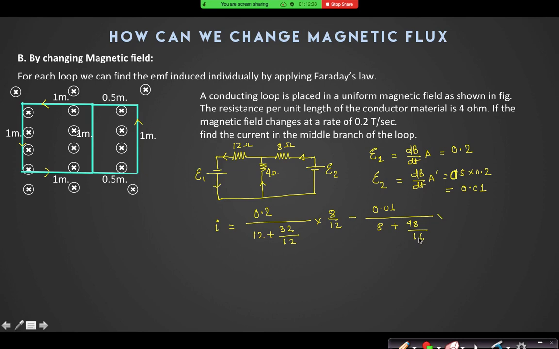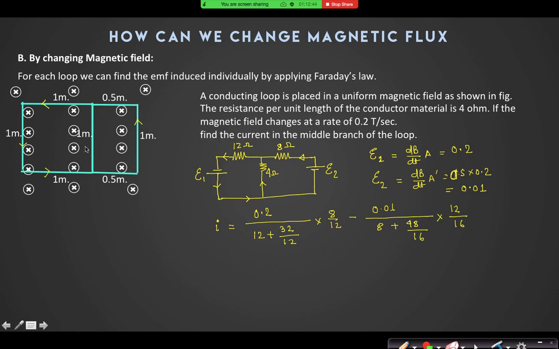Sir, why did you multiply 8 by 12 in that term? Look what I have done. I have first shorted this one, so these two are in parallel. So the current in this branch is E1 divided by 12 plus R1 R2 by R1 plus R2. And this current is getting divided in 8:4 ratio. So 8 by 12.